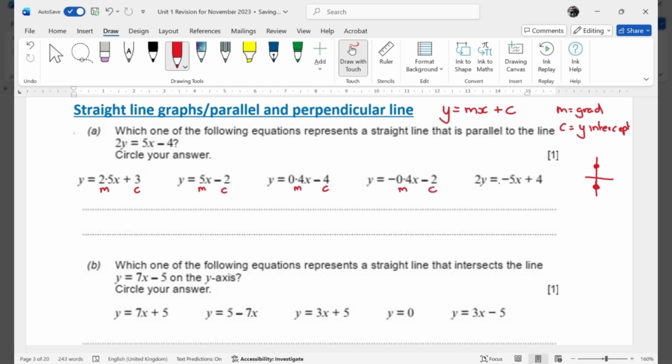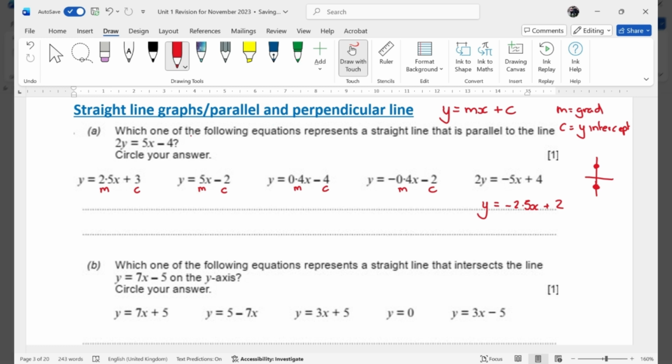In here, the gradient is minus 0.4 and the y-intercept is -2. And in this one, it doesn't say y equals, it says 2y equals, so I'll need to half everything on that side, okay? And it asks me which are parallel. Parallel means same gradient, so which two have the same gradient? Am I missing something? What am I missing, guys?